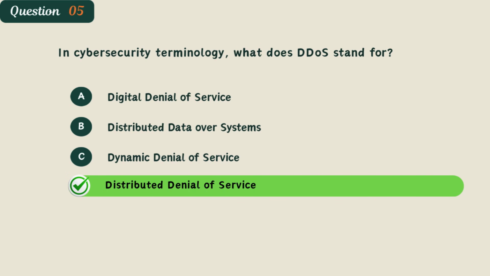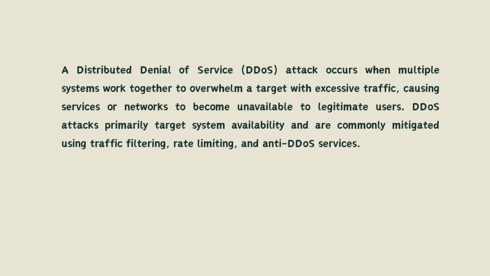Correct answer. D. Distributed Denial of Service. A distributed denial of service, DDoS attack, occurs when multiple systems work together to overwhelm a target with excessive traffic, causing services or networks to become unavailable to legitimate users. DDoS attacks primarily target system availability and are commonly mitigated using traffic filtering, rate limiting, and anti-DDoS services.